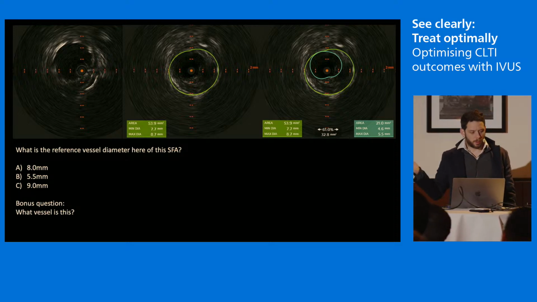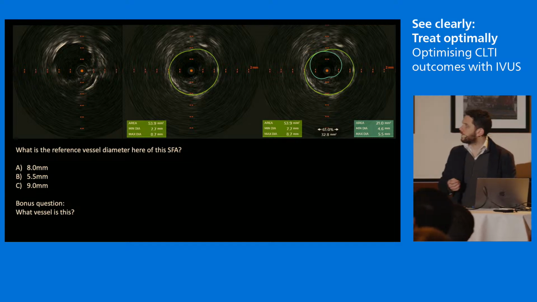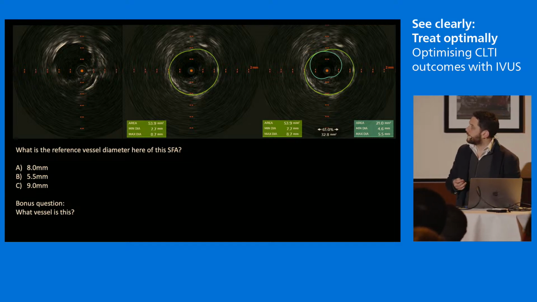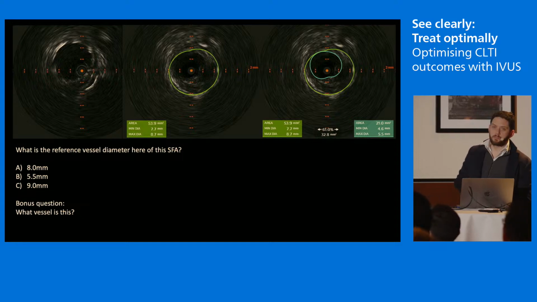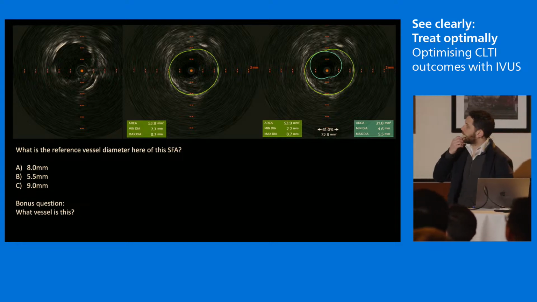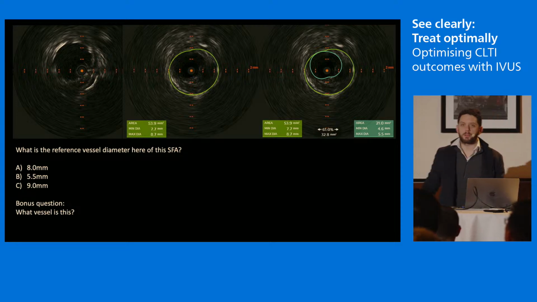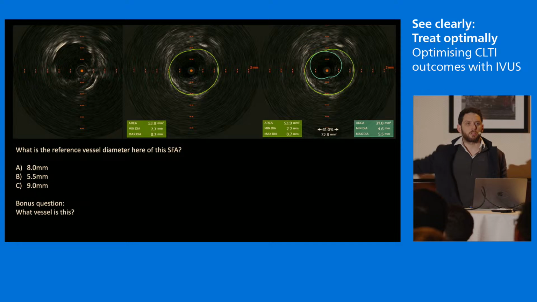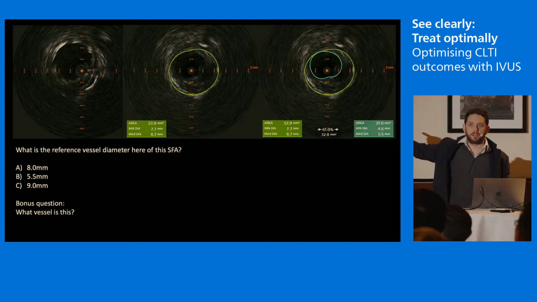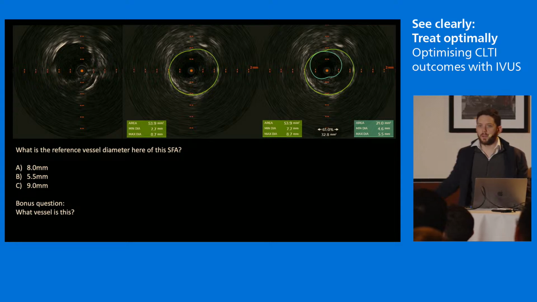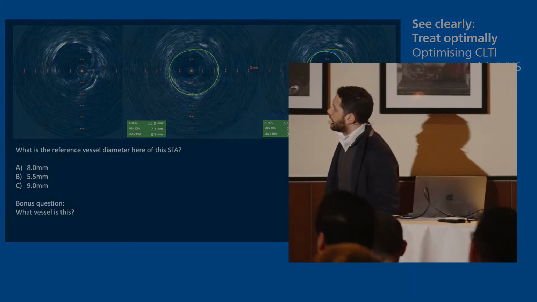Obviously, I have a stupid bonus question because I've given you the answer. But let's say you were just going to POBA. Who in the room would put a 6mm balloon in this 8-year-old gentleman's SFA? 7mm? 8mm? Yeah, I think 7, 8 is reasonable. The maximum dimension is 9.